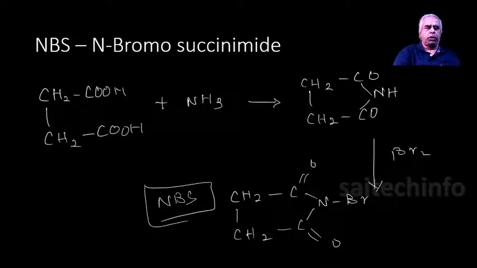You know the carboxylic acid, which is nothing but RCOOH. The best example is acetic acid, which is nothing but ethanoic acid, CH3COOH. We have got dicarboxylic acids also. The simplest dicarboxylic acid is oxalic acid, COOH-COOH. And the succinic acid is also a dicarboxylic acid.